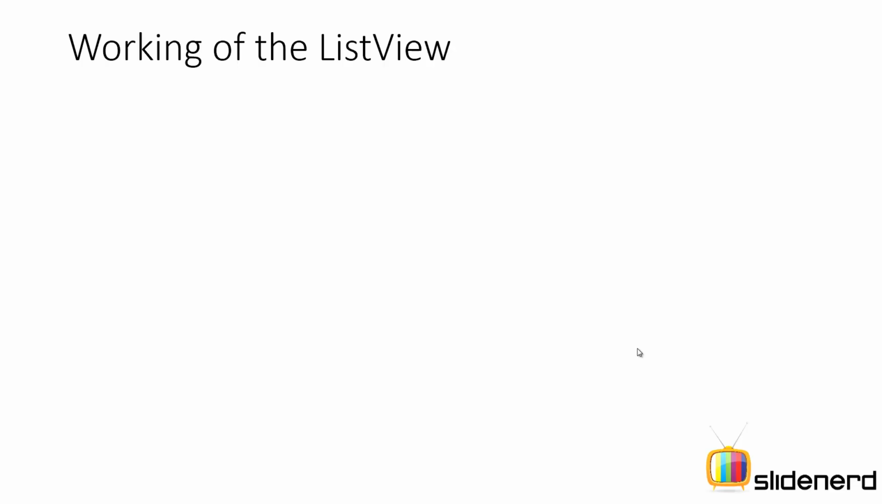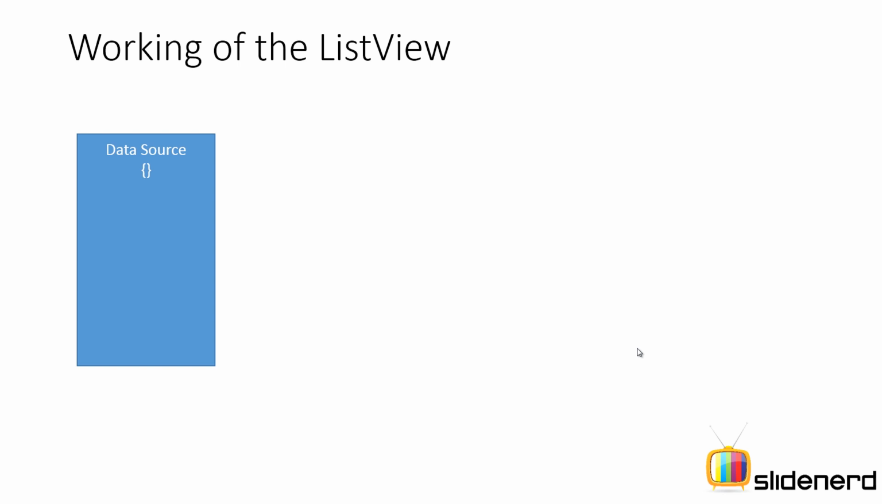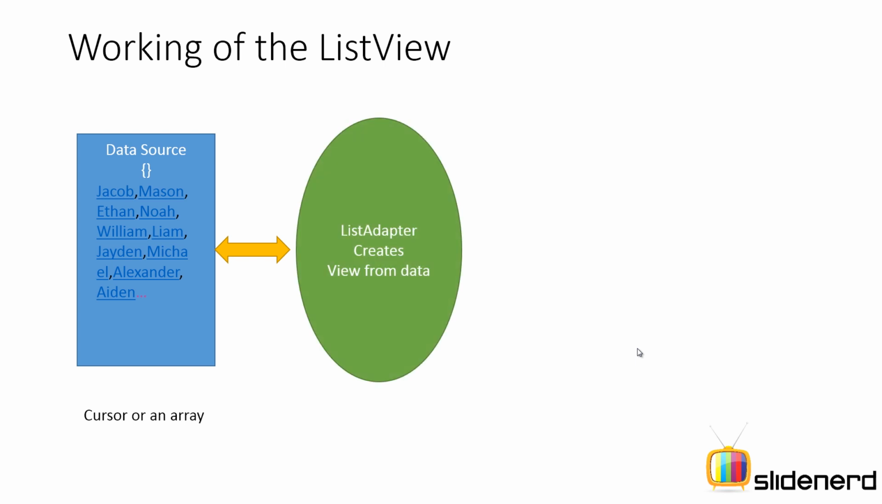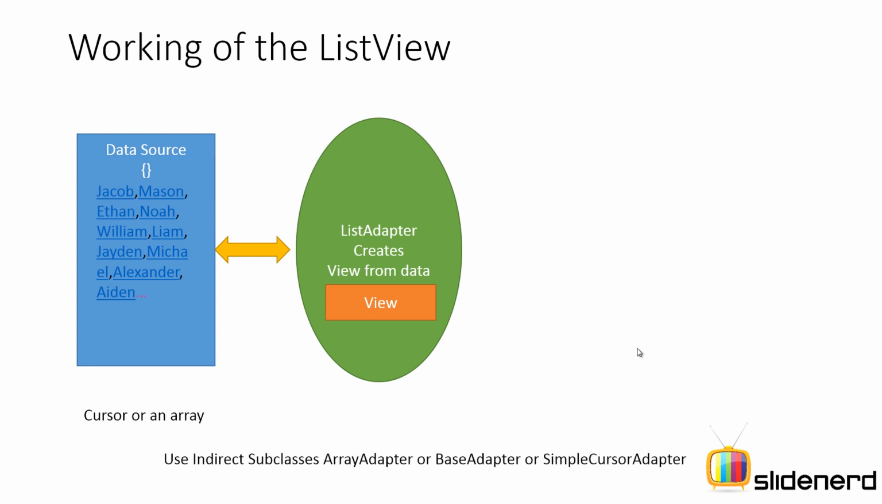Very simply stated, here's a simple architecture, or you can say a simple model of how the list view works. You have a data source which contains some names, let's say contact names. It can be from an array inside your Java program, or it can be through a cursor inside your database. This data is fetched by something called a ListAdapter. For each element it fetches, it creates a simple view out of that data. Now remember, it's a very simple view like a text view or an image view and a text view combined, something like that. Now this ListAdapter is actually an interface.